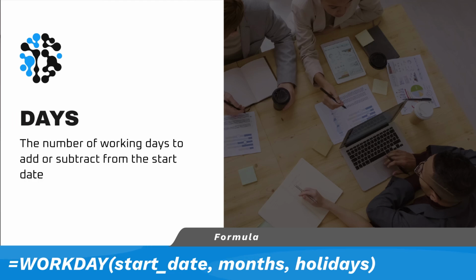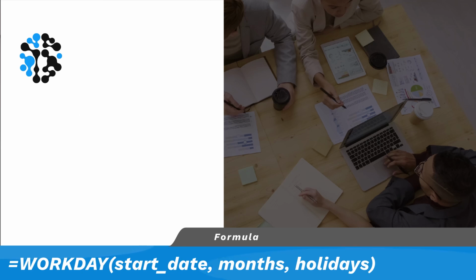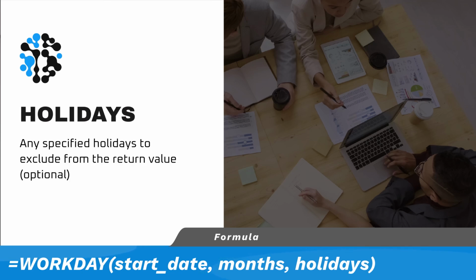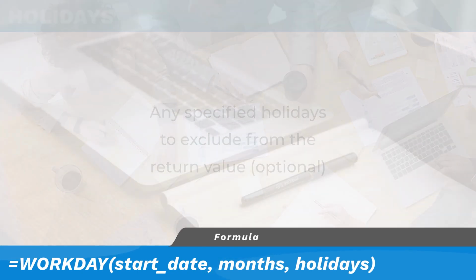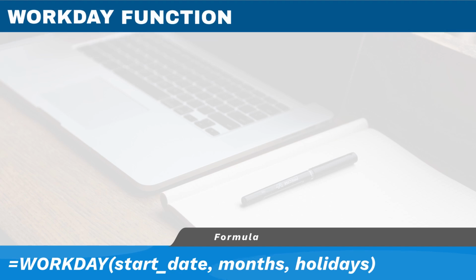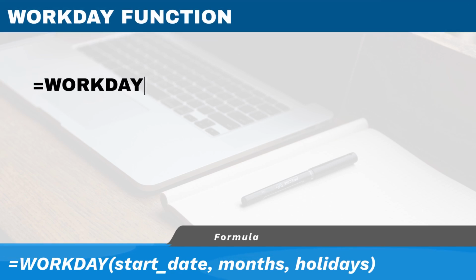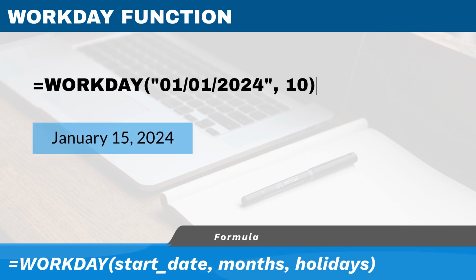The days portion of the formula is the number of working days to add or subtract from the start date. The holidays portion of the formula is optional. We would use this if we want to exclude any specified holidays from the return value. Let's walk through some examples. Open Excel and begin by typing the formula designed to determine 10 working days from January 1st, 2024. This would return a value of January 15th, 2024.